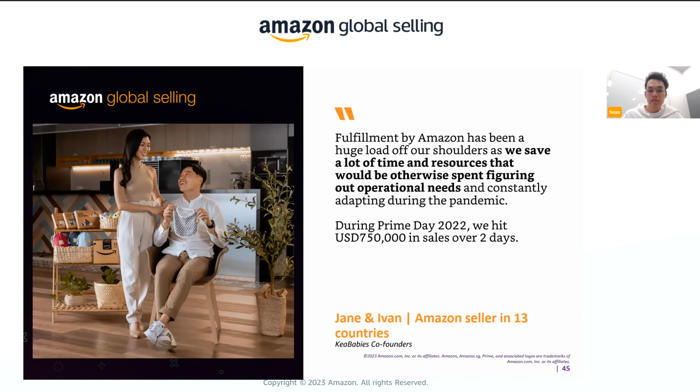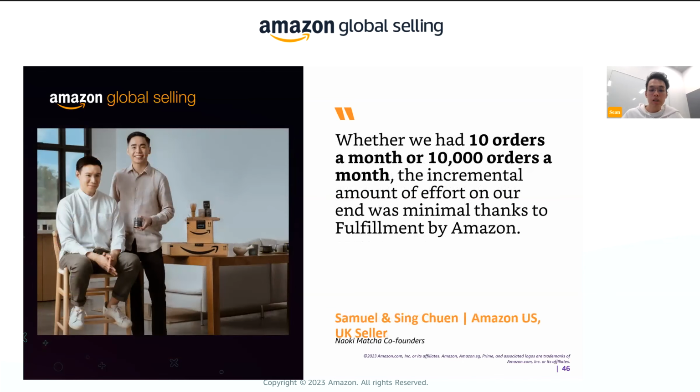Another use of FBA is to save a lot of time and resources. Otherwise, you would spend time figuring out operation needs, logistics, and shipping of products, ensuring that your product reaches on time and preventing late shipments. And last but not least, whether you have 10 orders a month or 10,000 orders a month, your main focus at the end of the day is just to ship your products to the FBA fulfillment center and let Amazon handle the rest.